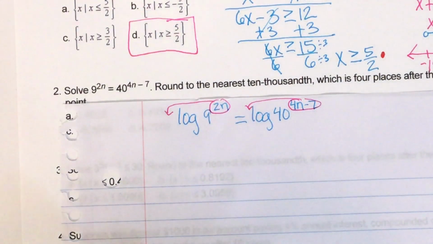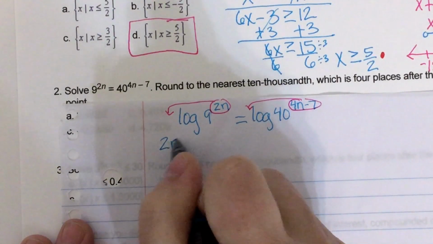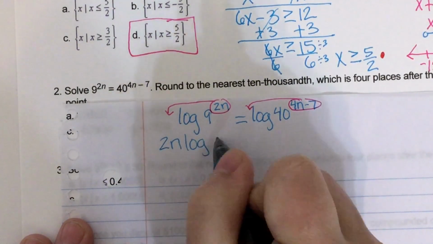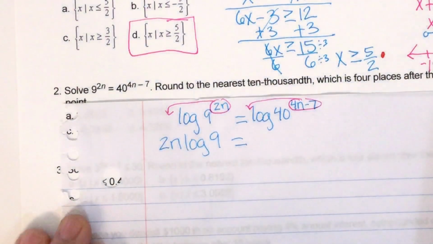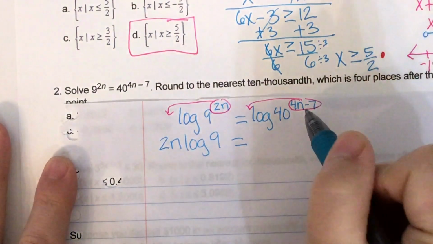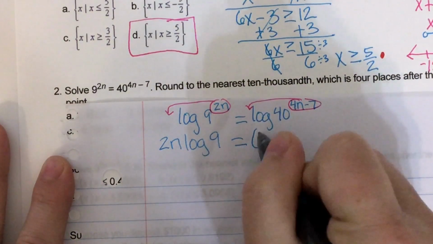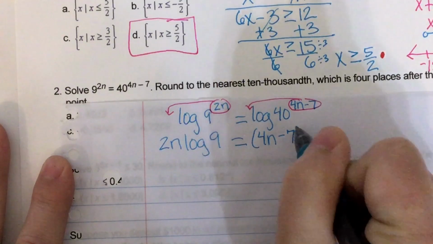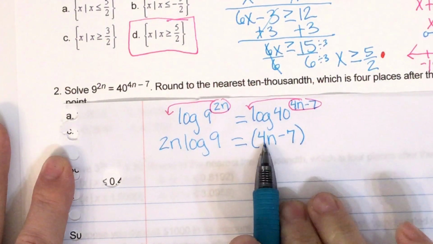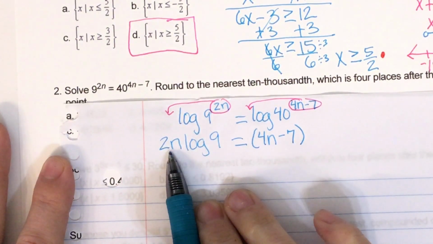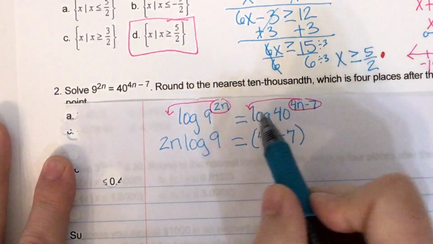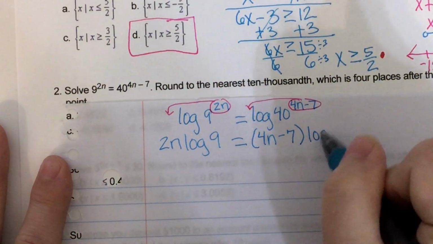So on the left side, the 2n is in front, and log 9 is in the back. And the other one, the 4n minus 7, is in front. And I'm putting it in parentheses because there's two terms here versus the 2n only had one term. And then the log 40 drops behind it.